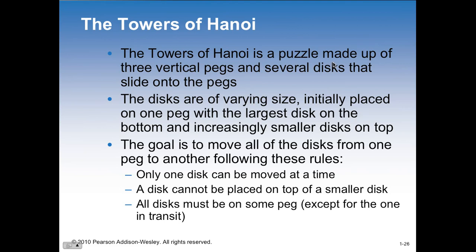Hanoi? It's a puzzle made up of three vertical pegs and several discs that slide onto the pegs. The discs are of various different sizes, initially placed on one peg with the largest disc on the bottom, and the smaller discs go on the top. The goal is to move all of the discs from one peg to another following these rules: only one disc can move at a time, and a disc cannot be placed on top of a smaller disc. So it's like those three pegs. So you move the discs over. Never good at these games. All the discs must be on the same peg except for the one in transit.